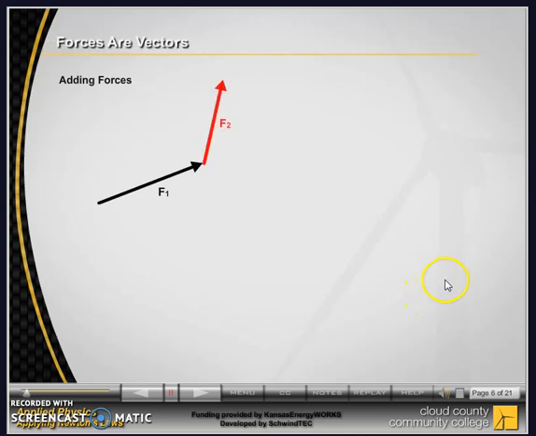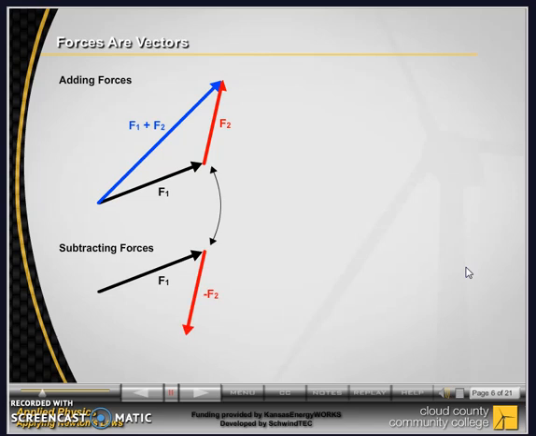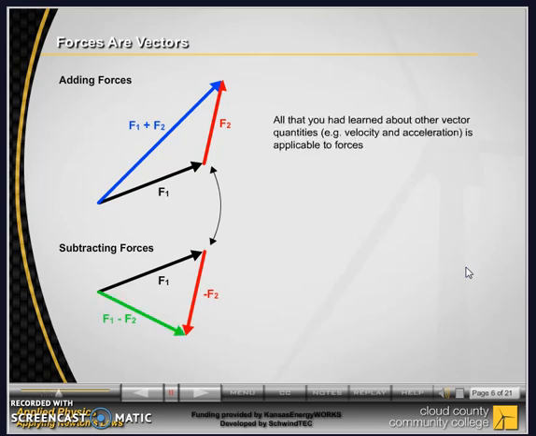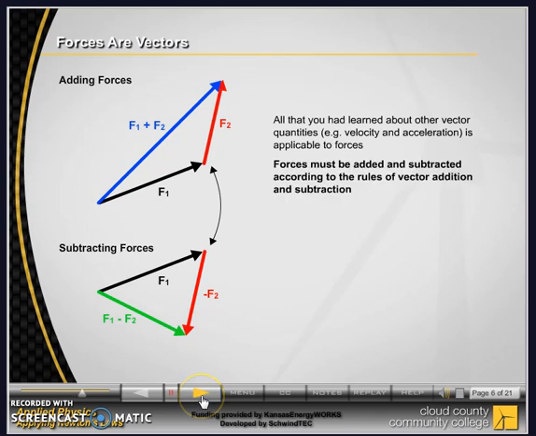F1 plus F2 equals this. The vector difference would be F1 minus F2. This means that all that you had learned about other vector quantities, for example, velocity and acceleration, is applicable to forces. They must be added and subtracted according to the rules of vector addition and subtraction. Review your previous instruction for more about vectors.